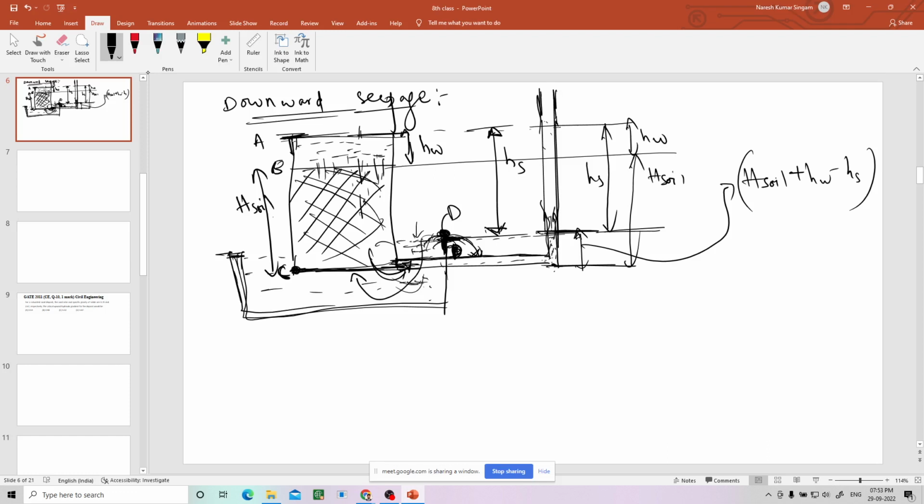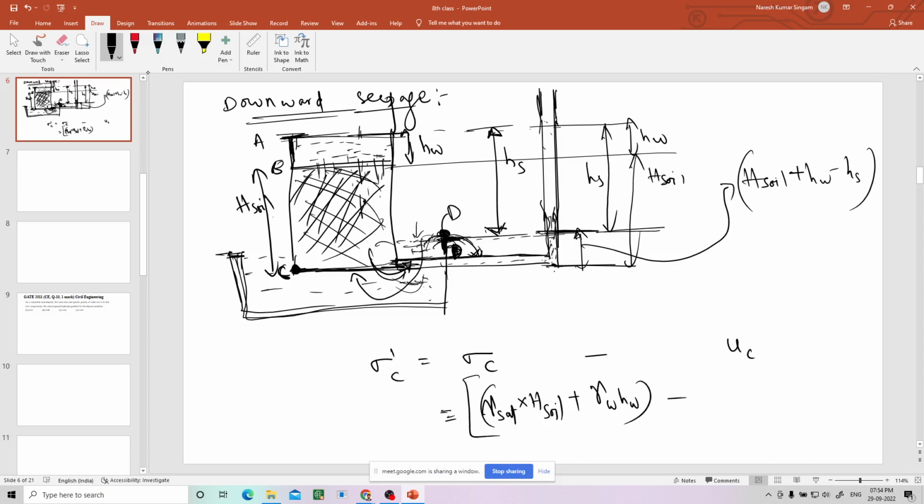If somebody asks what is the effective stress at C, it is total stress at C minus pore water pressure at C. What is the total stress at C? It is nothing but gamma sat into H soil plus gamma W into HW. This is the total stress at C. But what is the pore water pressure at C? People may think that pore water pressure is equal to the height of the water from here to here, that means H soil plus HW into gamma W.